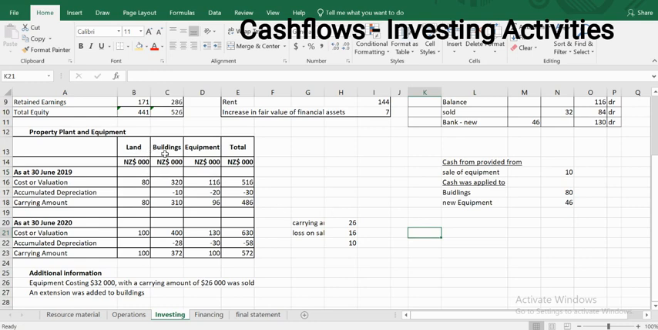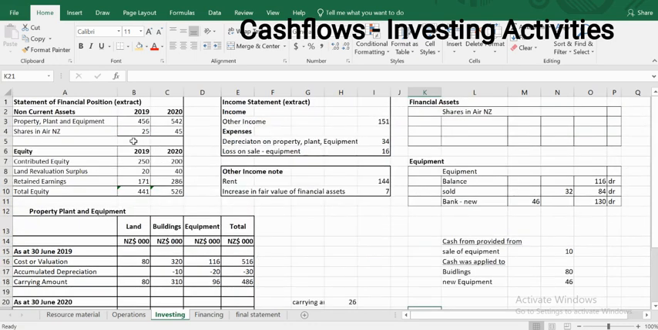Right, so we've dealt with land, buildings and equipment, so we've now dealt with our whole PPE. The other item here is shares in Air New Zealand. Now it says here they went from 25 to 45,000. So I'm going to reconstruct my ledger account again. My opening balance is going to be 25,000 and my closing balance is going to be 45,000.